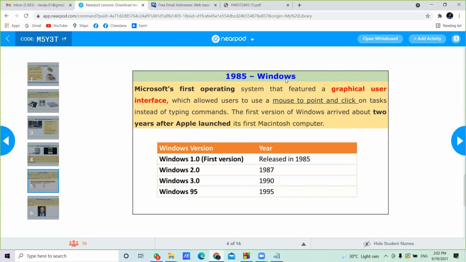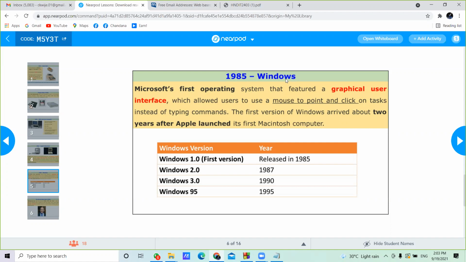That's also a graphical user interface, containing icons and menus. Through these icons and menus, you can communicate with the computer. They were able to use the mouse with the Windows operating systems. Windows arrived 2 years after the Apple launch.